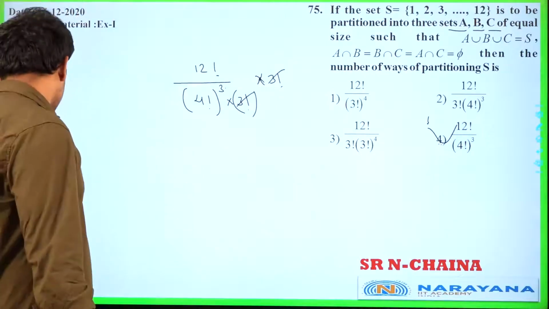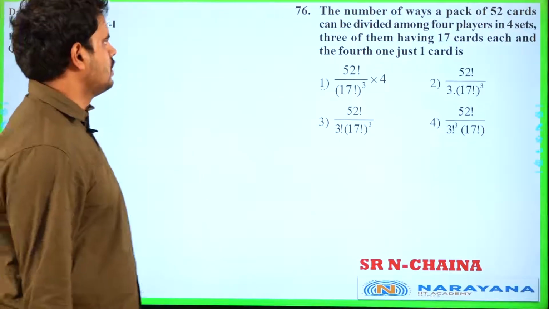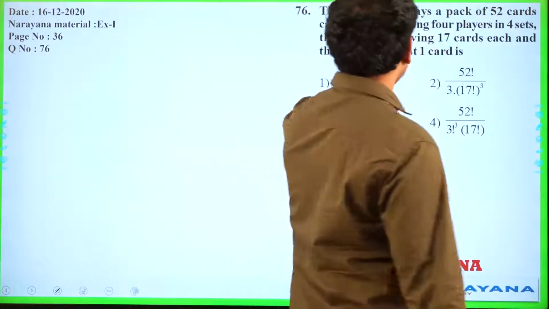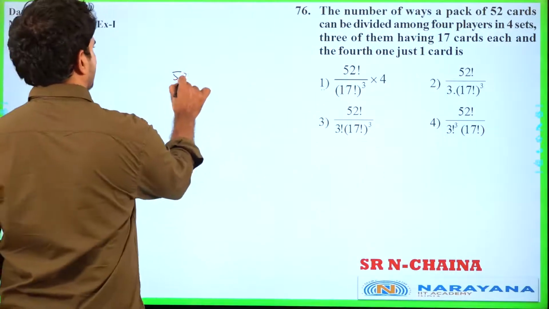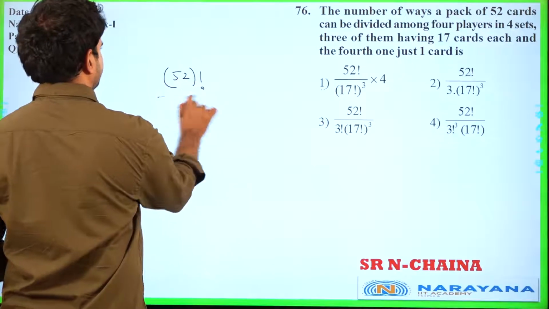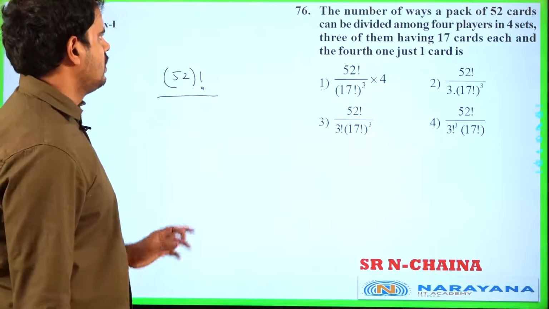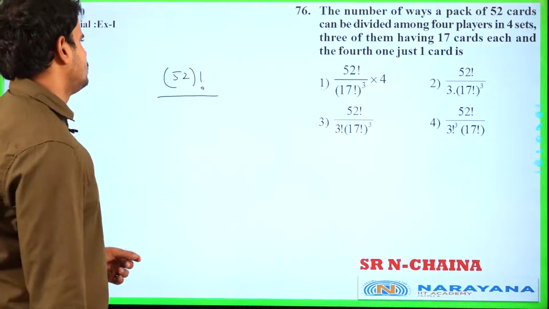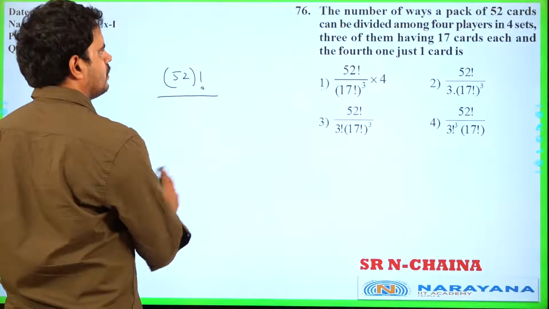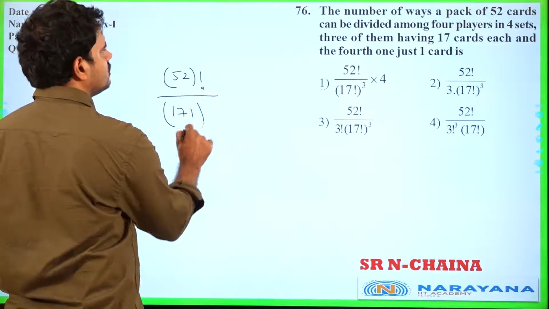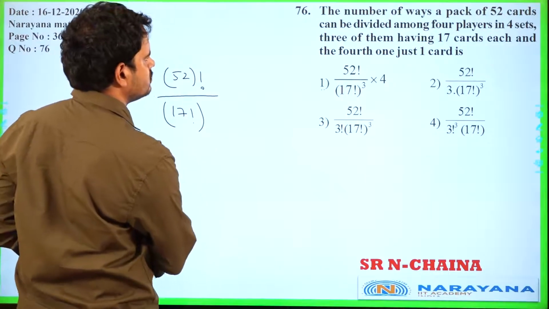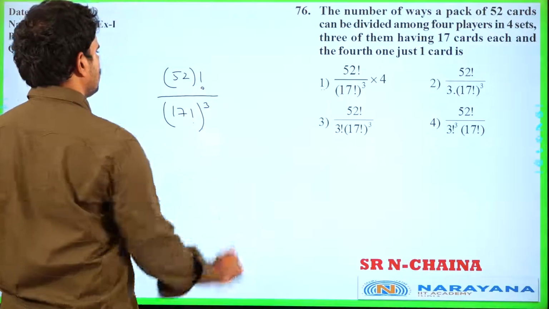Let me go with the next question. The number of ways 52 cards can be divided among 4 players. Okay, so 52 cards we have. So 52 factorial among, so this becomes 17 factorial whole cube.